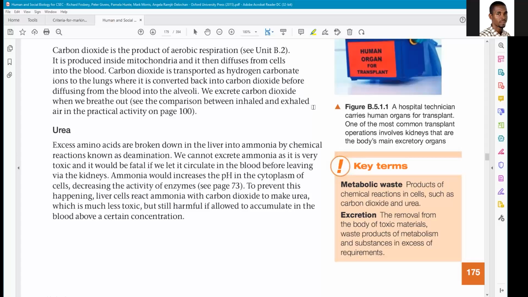So we cannot excrete amino as it is. It is very toxic and it would be fatal if we let it circulate in the blood before leaving via the kidneys. Ammonia would increase the pH in the cytoplasm of our cells, decreasing the activity of enzymes. Remember that? Enzymes work at an optimum pH. So if there's ammonia, it will cause your body to increase the pH, meaning it becomes slightly alkaline, and the activity of enzymes would slow down.